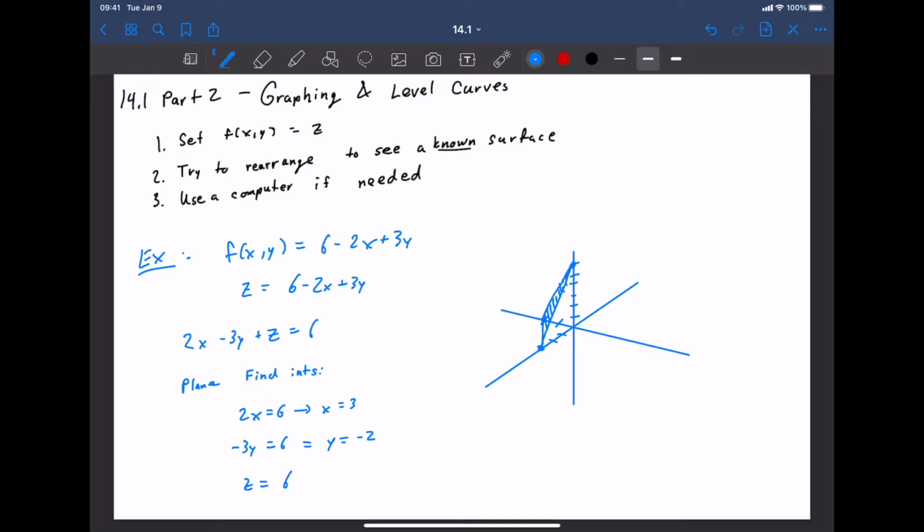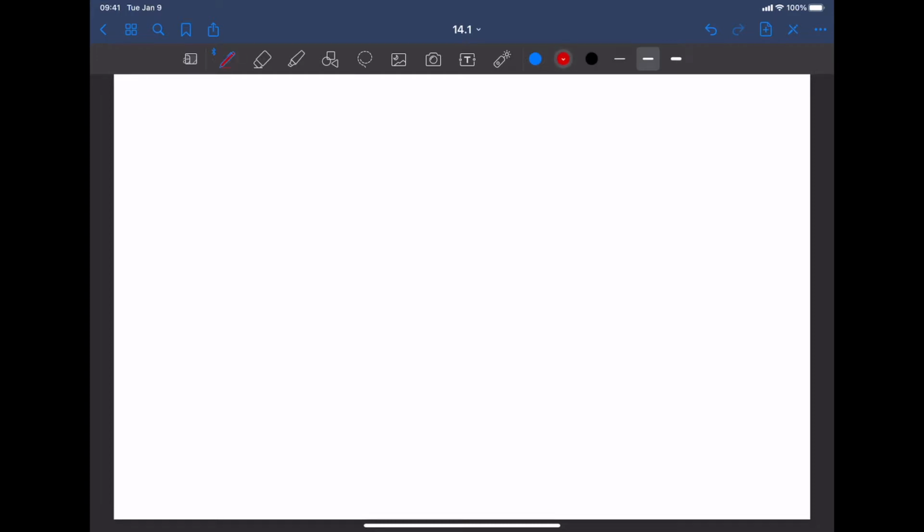Done. So I mean, you don't need a computer now. Maybe, especially if you slept through chapter 12, you'd feel more insecure if you had f of x, y equals 9 minus x squared minus y squared. Well, never fear. Z equals.